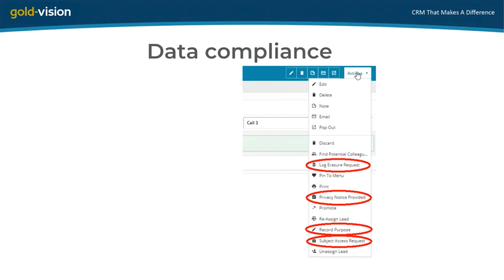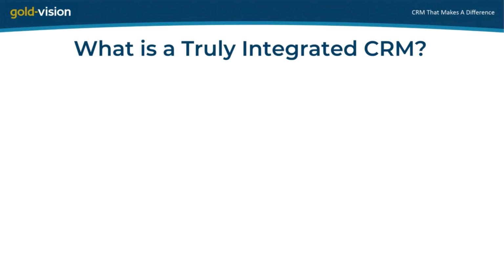GoldVision offers data compliance, so certainly if you have GDPR privacy policy in place, GoldVision can be used against the lead to either log an erasure request, state that a privacy notice has been provided, track the purpose for holding that lead and the lawful basis under GDPR also. But you can also request subject access requests via leads in GoldVision and provide an individual with the data that you're holding on them as well.